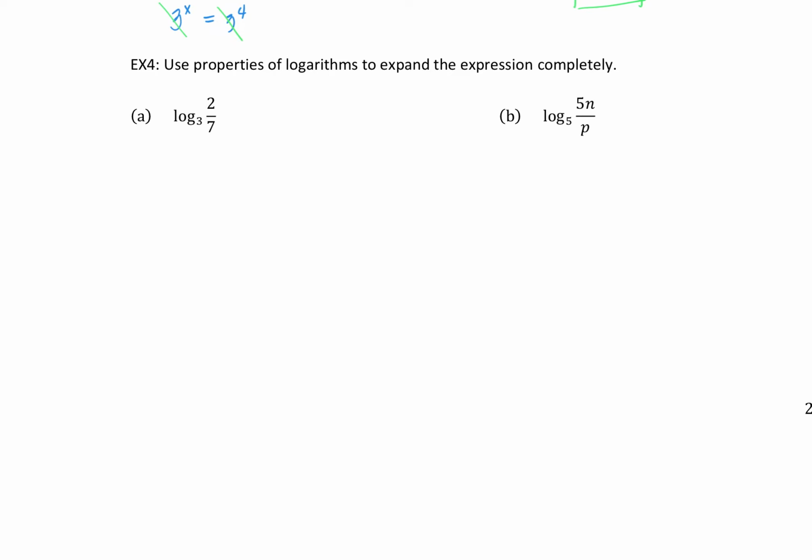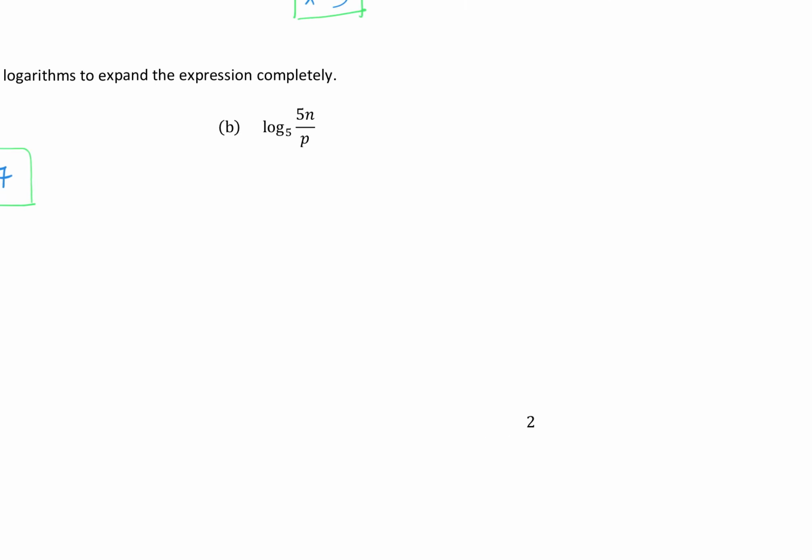In part A, this is log base 3 of 2 over 7. And I know by property number 6 that I can rewrite this as log base 3 of 2 minus log base 3 of 7. Again, that was by property number 6. I can't expand that anymore, so I am done. Let's move on to B.